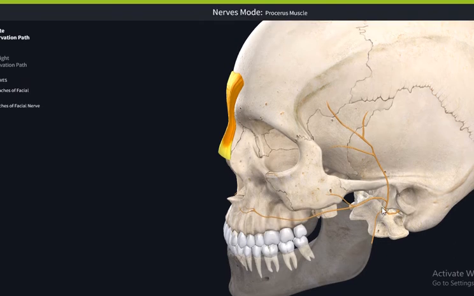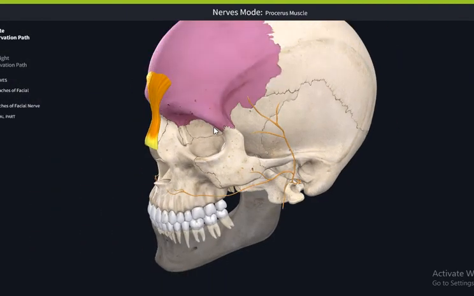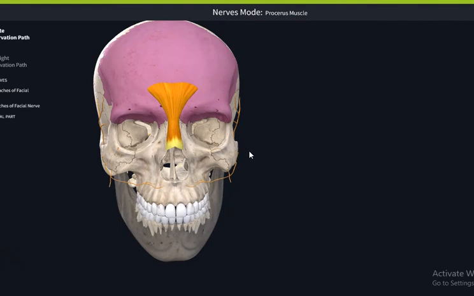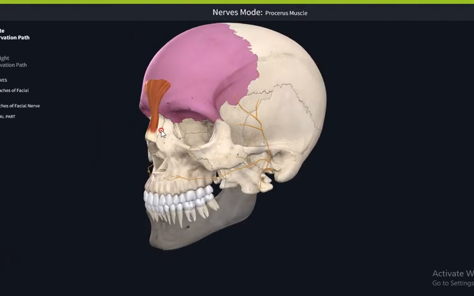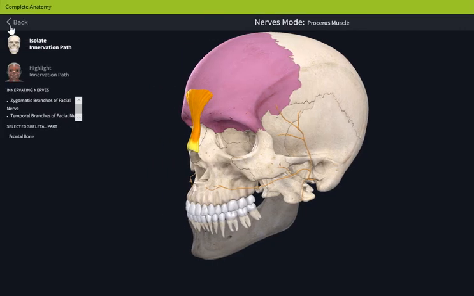Now this portion here is the zygomatic portion. So the zygomatic portion is the one which is going to come and be used to supply the procerus. So this zygomatic portion is going to supply the procerus, and this other portion, the temporal portion, is also going to supply the procerus. So these are the two main portions which are being used.